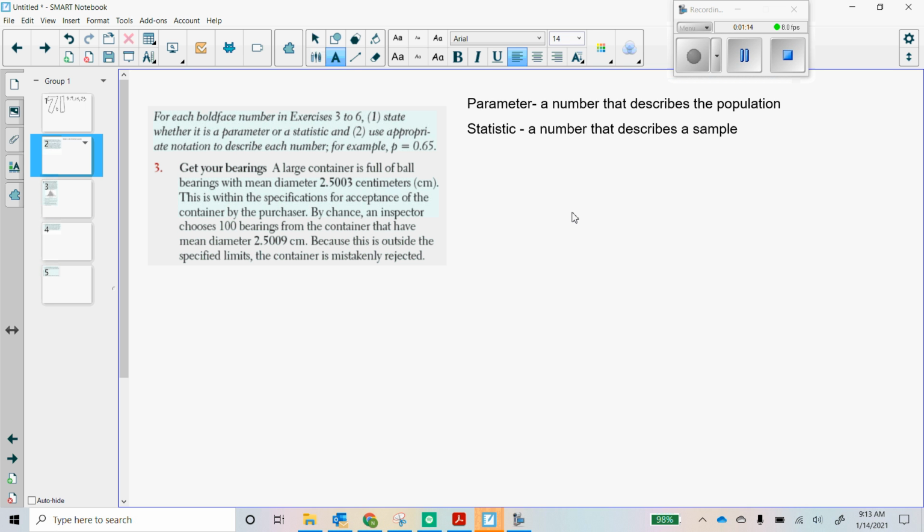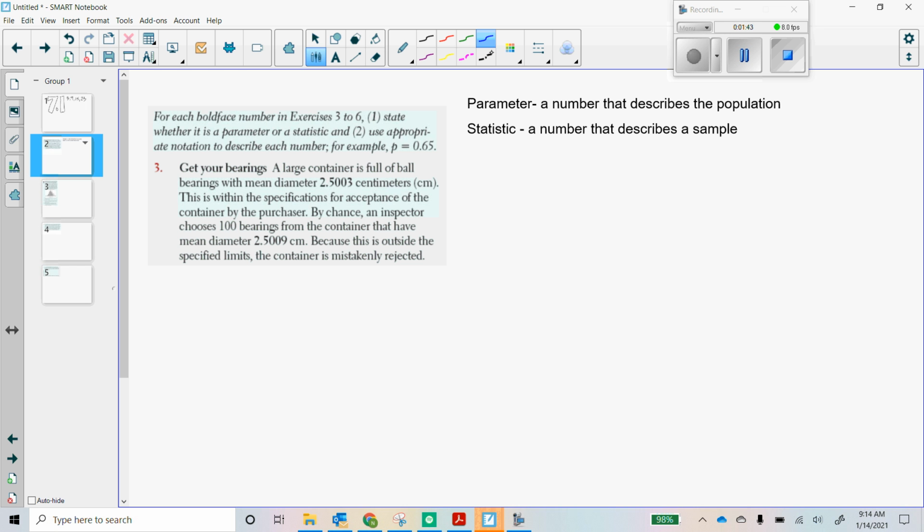All right, so when I read this particular question, it says a large container is full of ball bearings with a mean diameter of 2.5003 centimeters. That is within the specifications for acceptance of a container by the purchaser. By chance, an inspector chooses 100 bearings from the container that have a mean diameter of this. Because this is outside the specified limits, the container is mistakenly rejected. All right, so this one was a little bit tricky, just the reading of it.